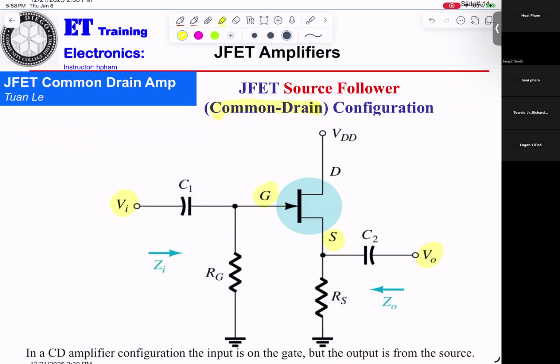Again, looking into the JFET circuitry, you have to know it will be a fixed bias, or it can be a self bias, or it can be a voltage divider bias. What I'm repeating is the minimum requirement. And now we're looking at common drain. What is the input impedance, and what is the output impedance? The input impedance is RG.